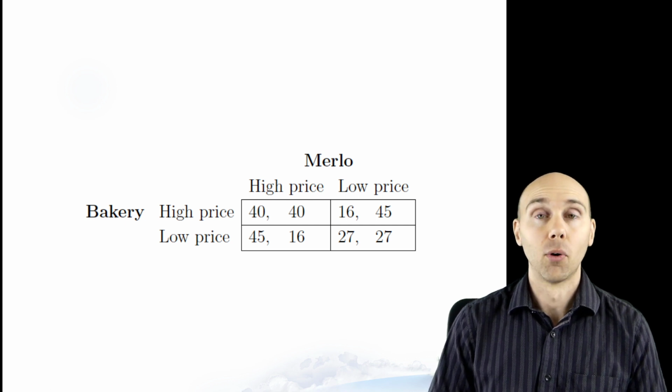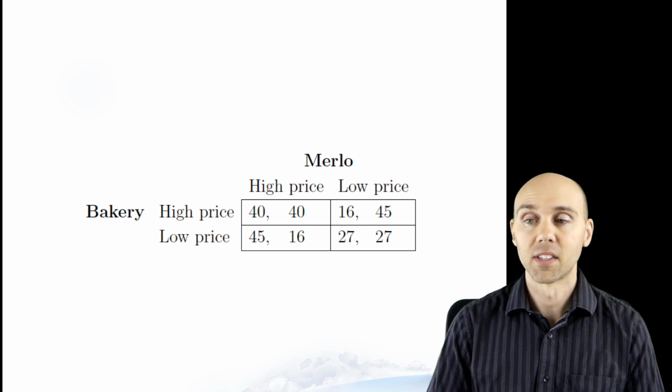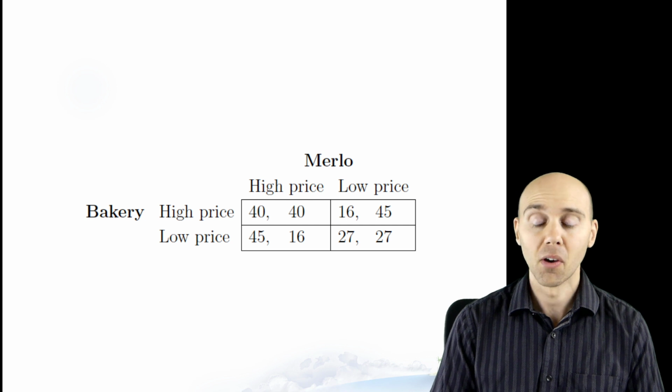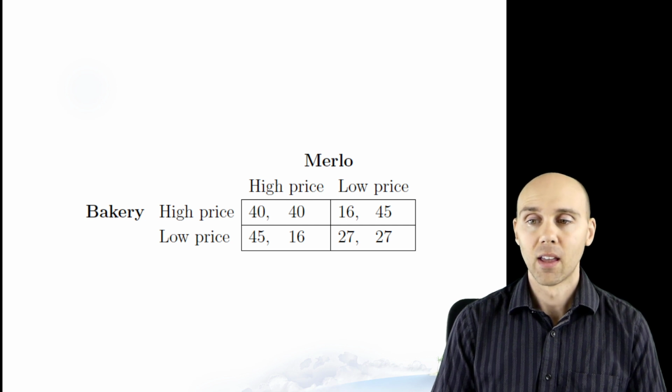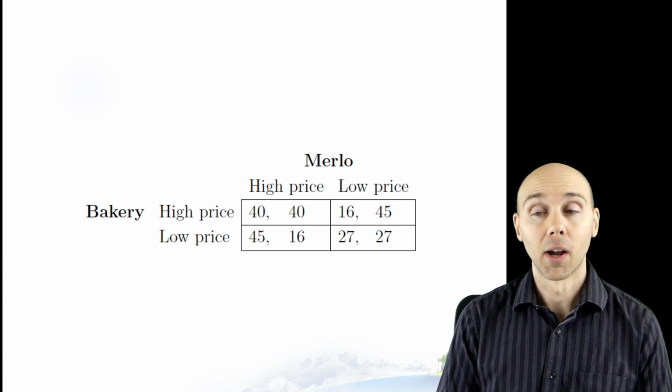Now we can do that for the rest of the cells, and we end up with something reasonably symmetric as follows. Notice that if one of the stores sets a low price and the other sets a high price, they get very high profits.